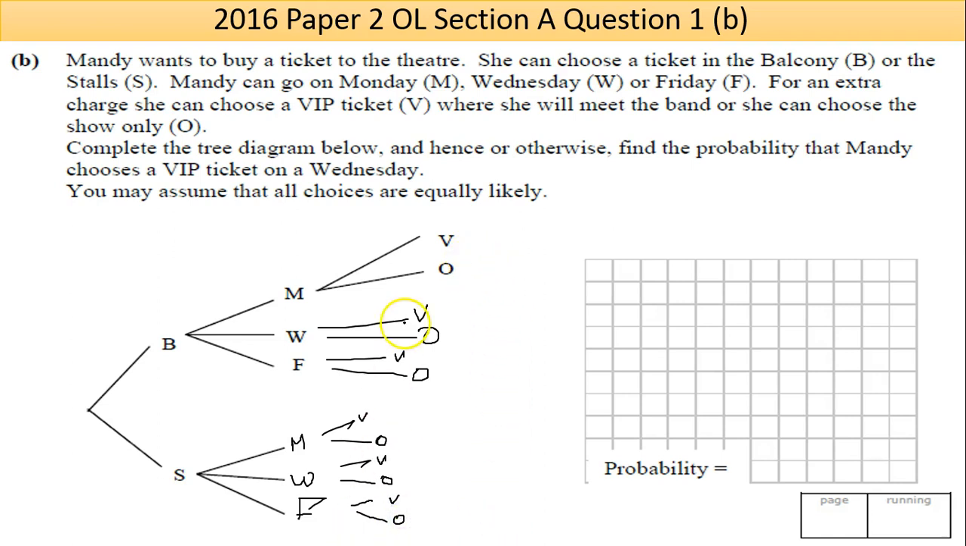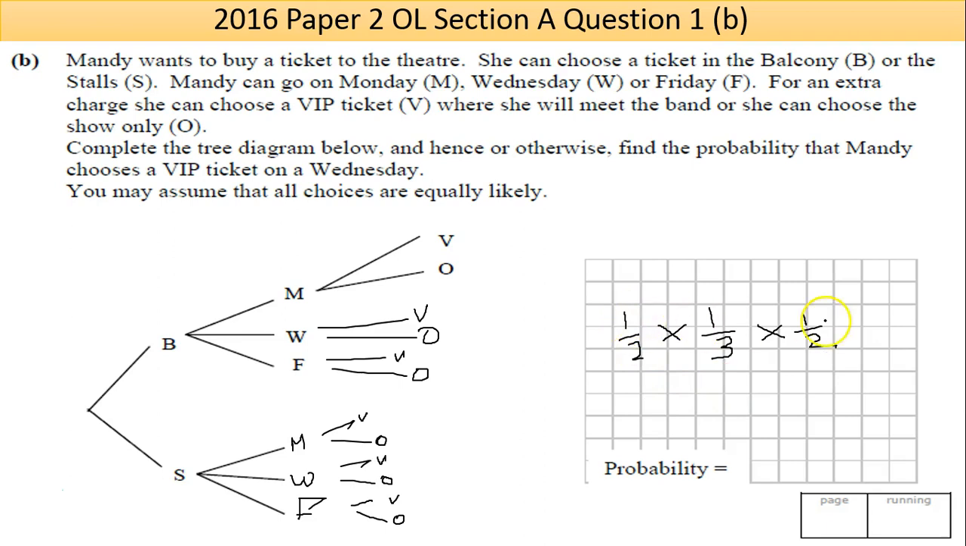Now, that'll get you practically all the marks, okay? Because you've got the proper tree diagram. However, they want the probability. So the probability of choosing a balcony or a stall is a half. Now, you go on a balcony and on Monday and whatever. So and means multiply. It's not addition. If it was or, you'd go with addition. So you have 3 choices here: Monday, Wednesday, Friday, times a third, times a half. That should be right.